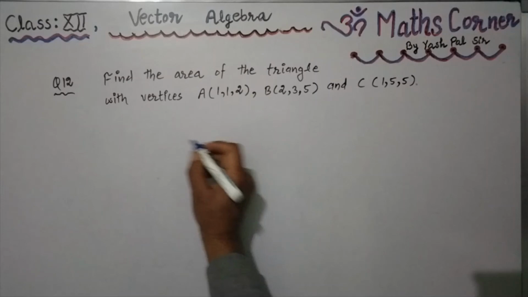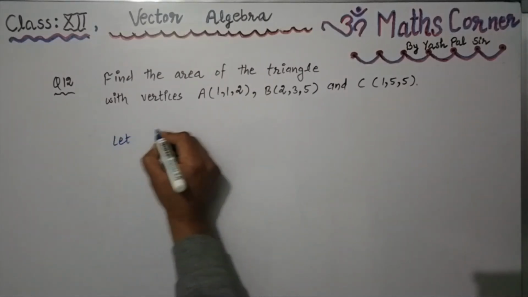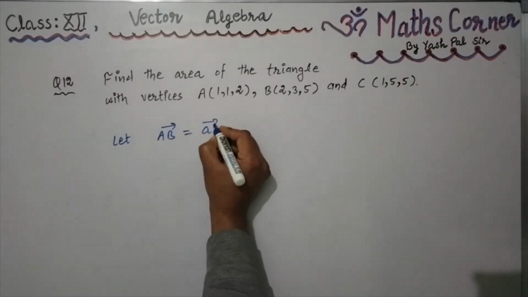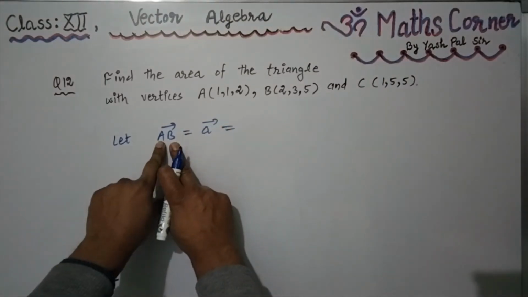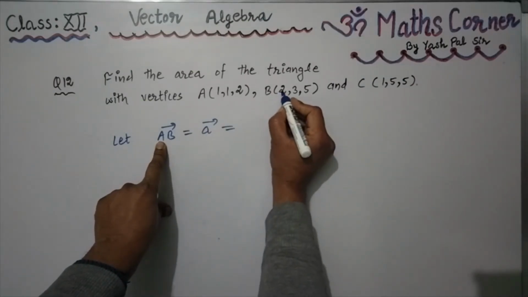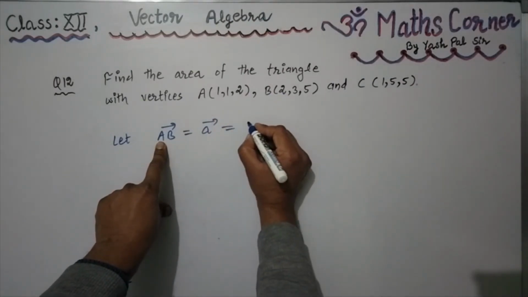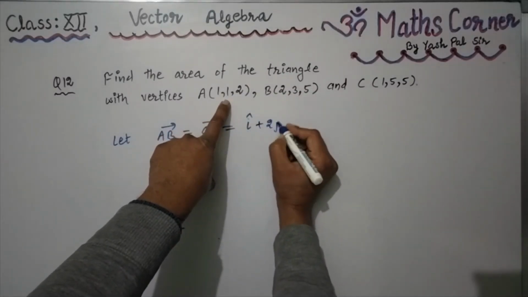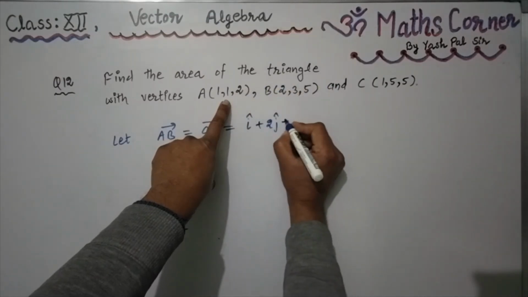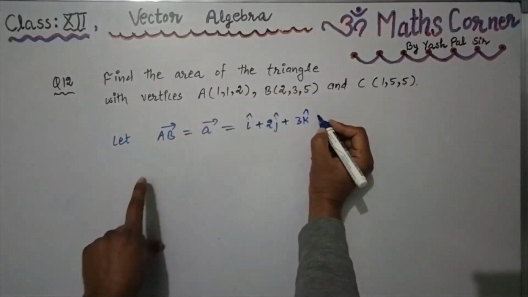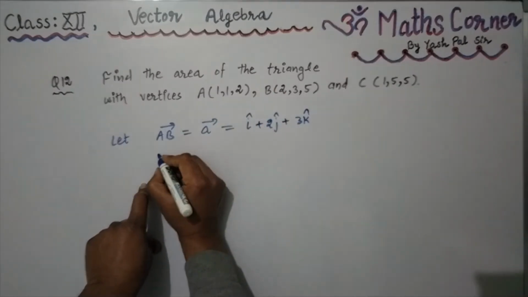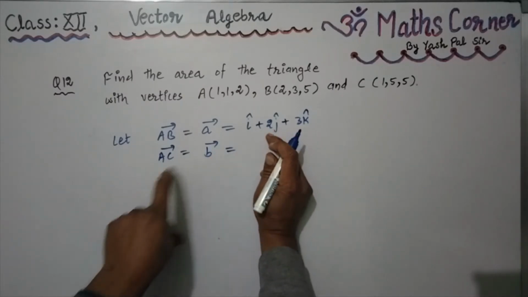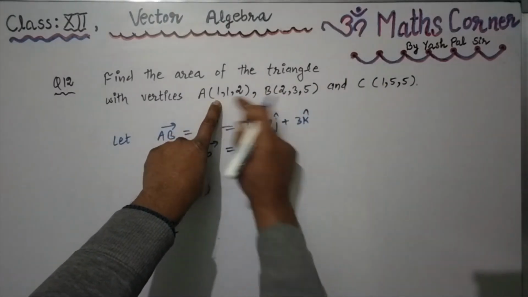Next, question number 12. Find the area of the triangle with vertices A(1,1,2), B(2,3,5), C(1,5,5). So here what we do, first of all let AB be equal to vector A, that is position vector of B minus position vector of A. That is, we can write 2 minus 1 is 1i, 3 minus 1 is 2j, 5 minus 2 is 3k.